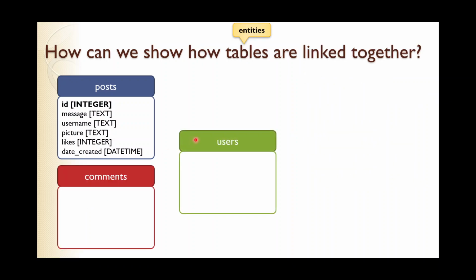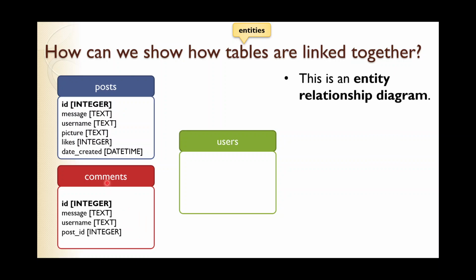There we go. Users, posts, and comments were our three tables. We already saw the fields that are involved for a post. The ones that are involved for a comment: also ID, but also you need to know the message that they commented, like what they said as their comment, the user that made the comment, and also the post ID that it applies to. I'll show more about that relationship a little bit later.